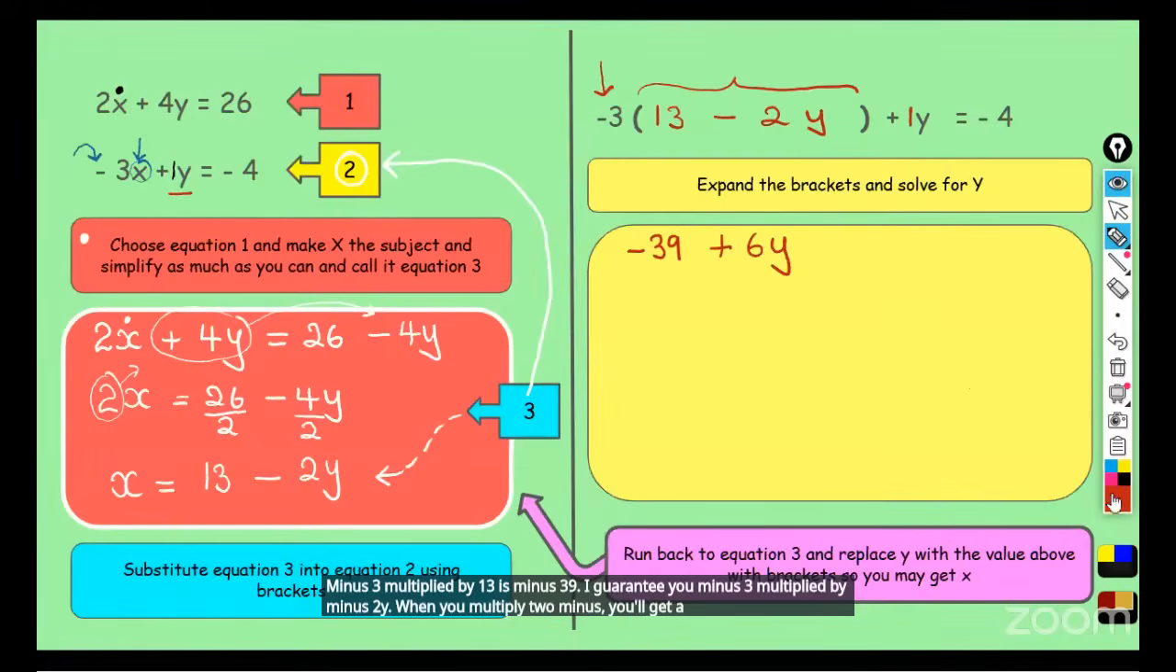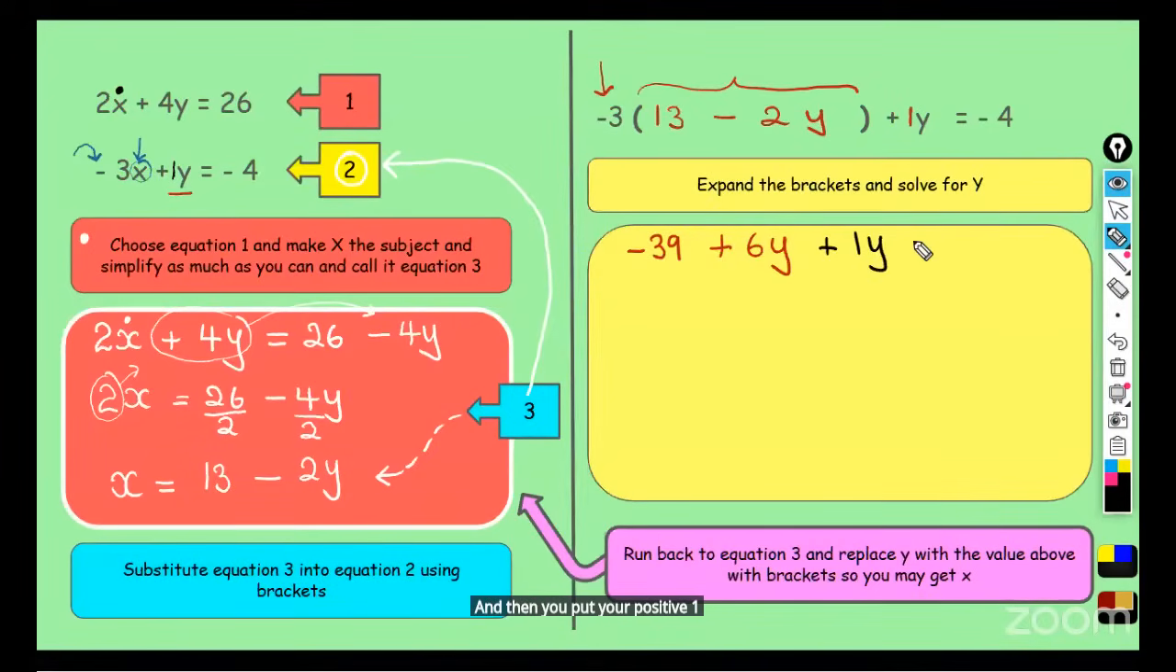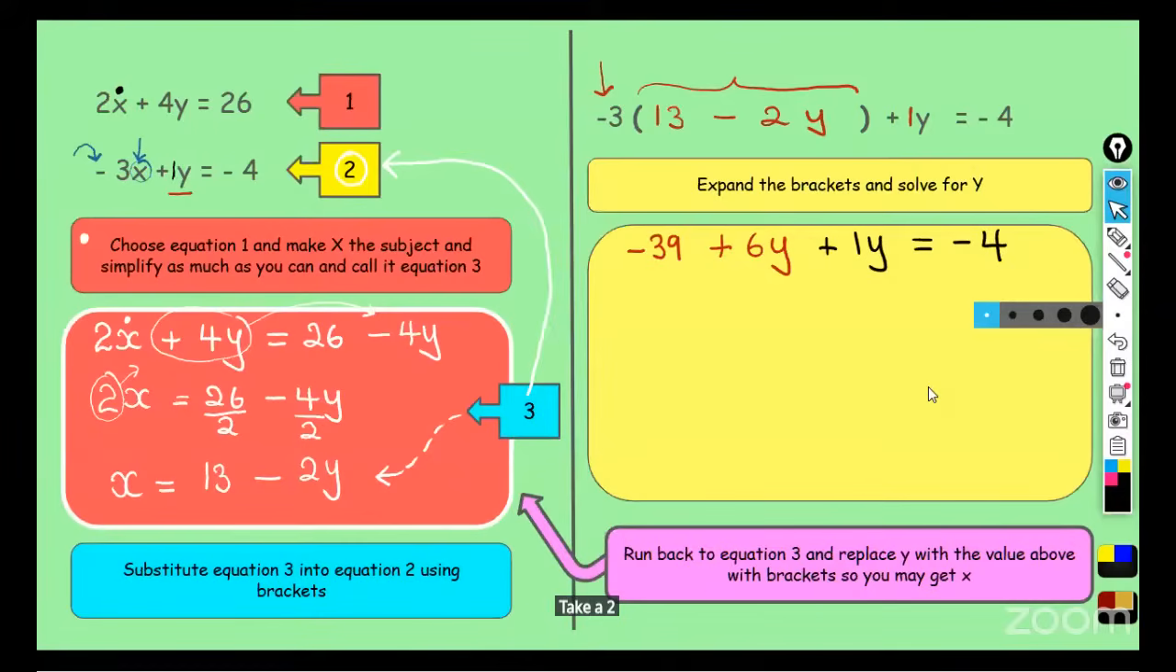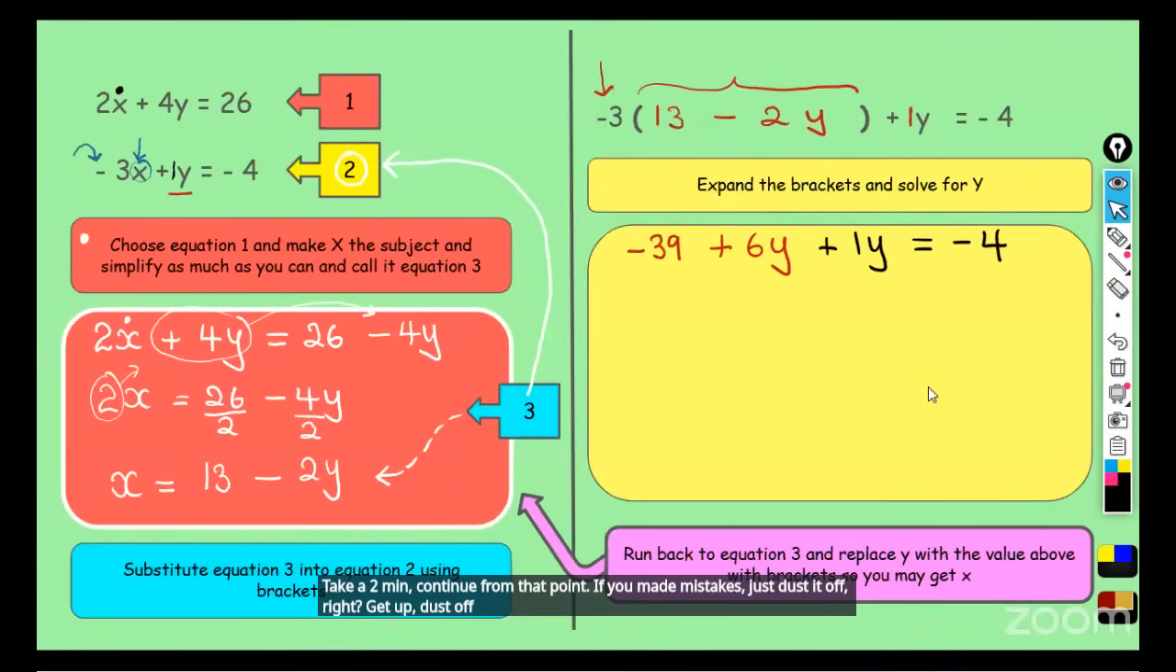So you get positive 6y. And then you put your positive 1y, that's this guy, is equal to minus 4. I hope you have at least up to there. Take 2 minutes. Continue from that point. If you made mistakes, just dust it off, right? Get up, dust off, and say, all right, I see why I made my mistake. See if you can take it from there. Solve for y now. Get y on one side, everyone else on the other side. 2 minutes.